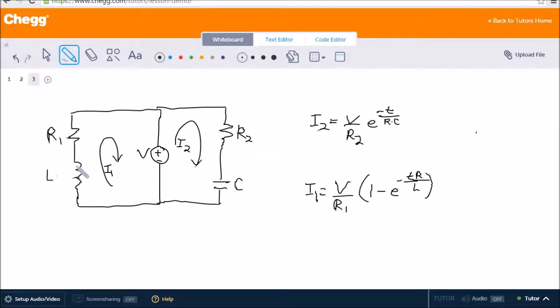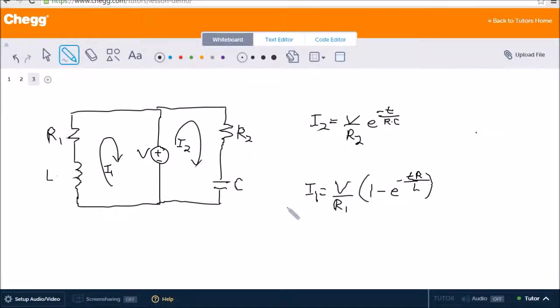So your current, after a long period of time, after your inductor charges up, basically all your circuit sees over here is your resistor. So your current will be your voltage divided by your resistance. Look at this equation down here, it makes sense, because as t approaches infinity, you're going to have 1 minus 0, so you'll have 1 here. This whole exponential will mean nothing, and your current is just your voltage divided by your resistance, because your inductor doesn't matter anymore. So that's how you solve for I1 and I2.